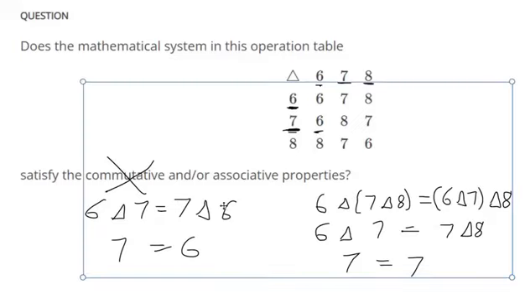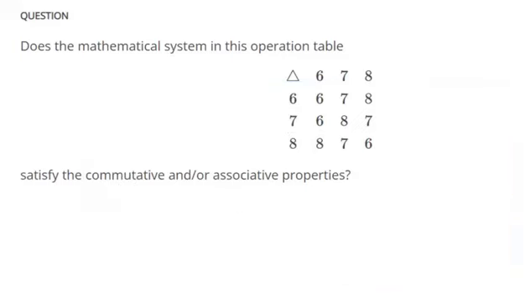And the really tough thing with these problems is that there's a lot of different possibilities. We got to check another one. We did 6 triangle 7 triangle 8. Let's see if we switch it up, if it still obeys the associative property.